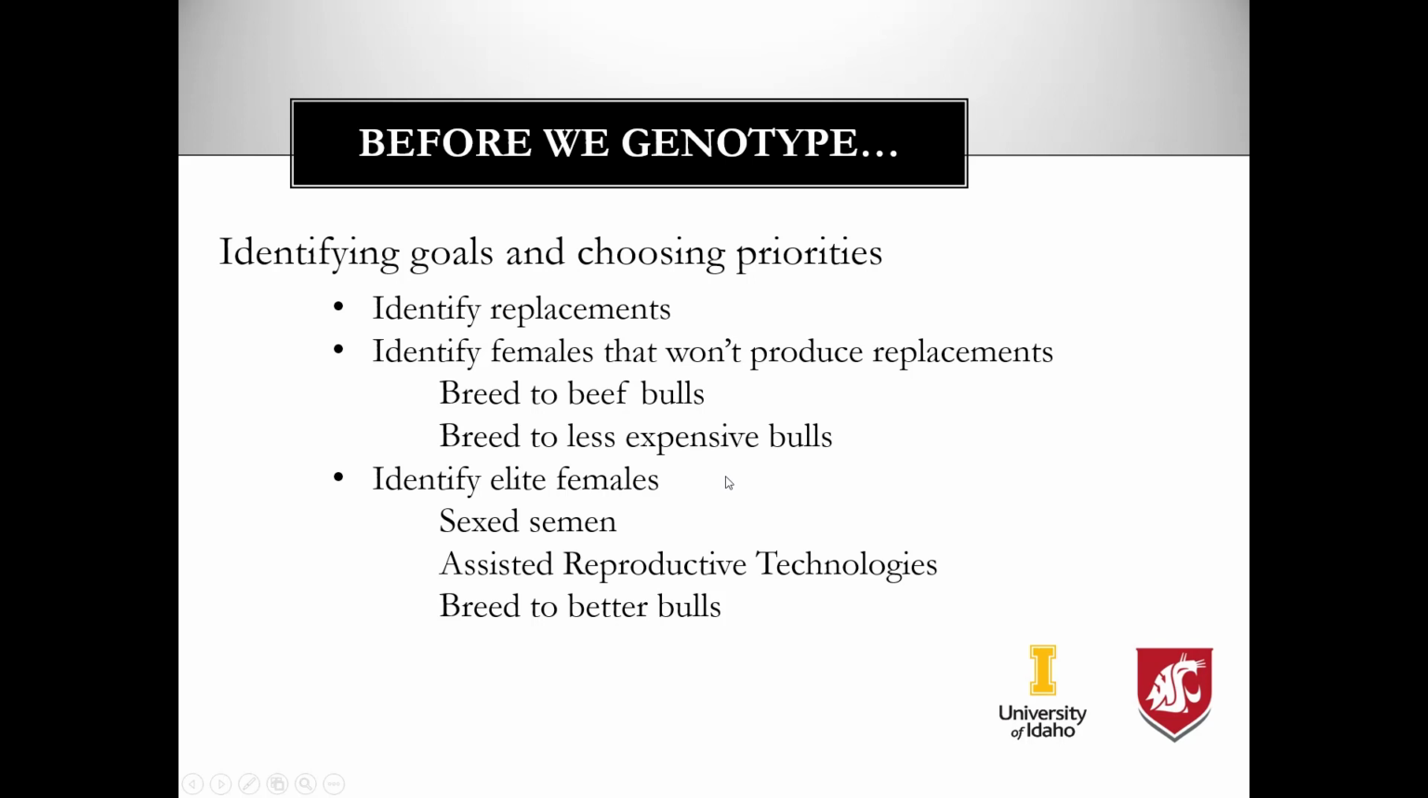On the other side of the spectrum, would you like to identify elite females and use sexed semen with those females, or use assisted reproductive technologies like embryo transfers, or breed those elite females to better bulls?